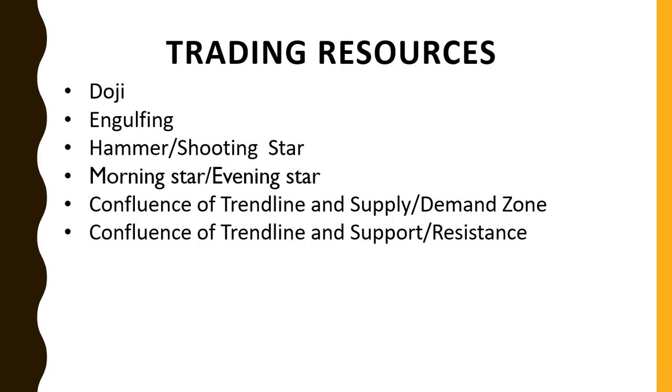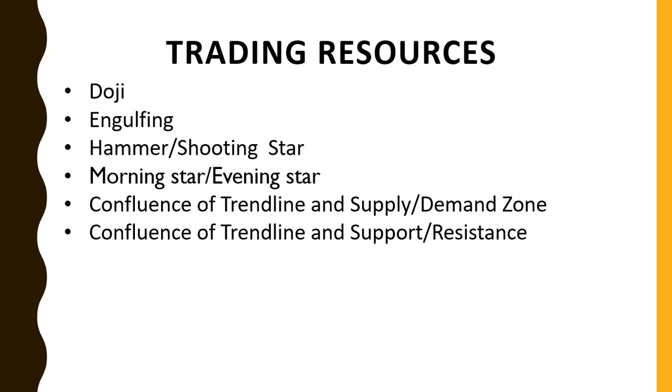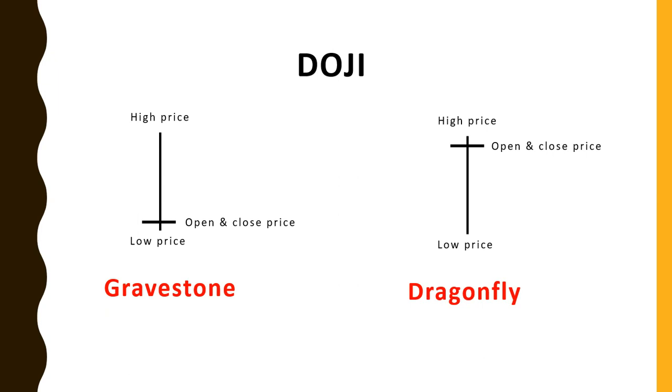And let's just quickly look at some of the resources. We'll be talking about doji. Doji is a candle type. So we were looking at candle type, candle property, and candle pattern. So we're looking at the doji candle, the engulfing candle, the hammer or shooting star, the morning star or evening star, the confluence of trend line and supply or demand zone, and the confluence of trend line and support or resistance. So we'll start off with the doji.